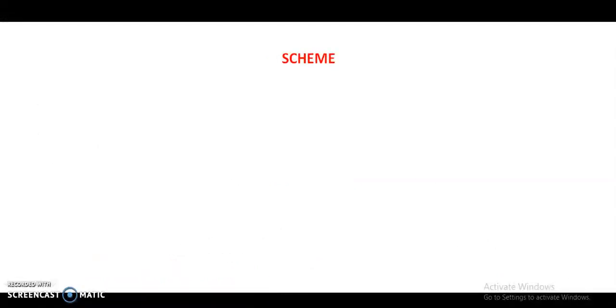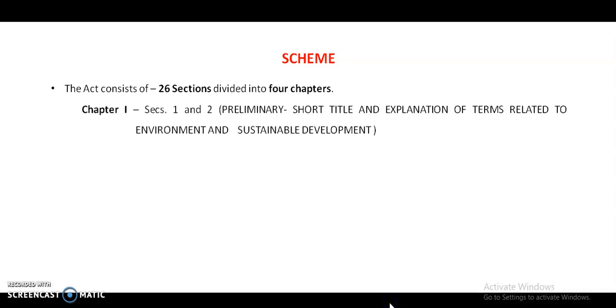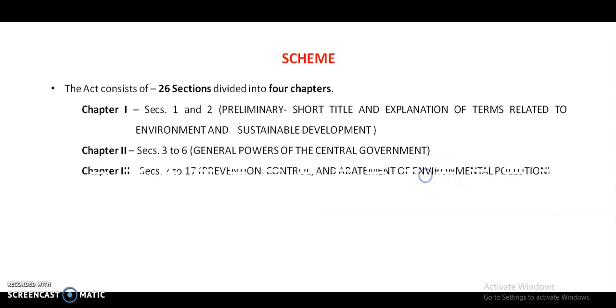Now, the scheme of this act. The act consists of 26 sections divided into 4 chapters. Chapter 1 includes Section 1 and 2. It covers short title and explanation of the terms related to environment and sustainable development. Chapter 2 includes Section 3 to 6. It covers general powers of the central government.